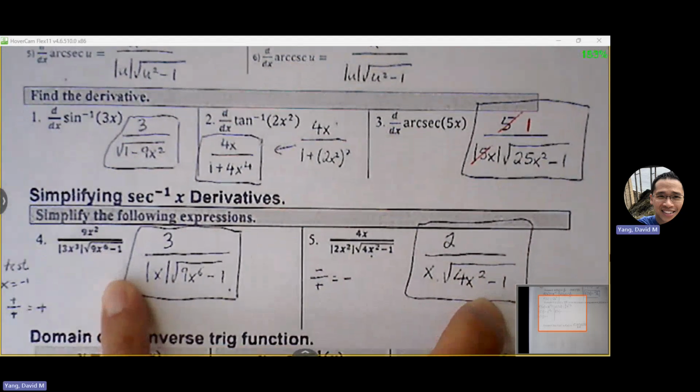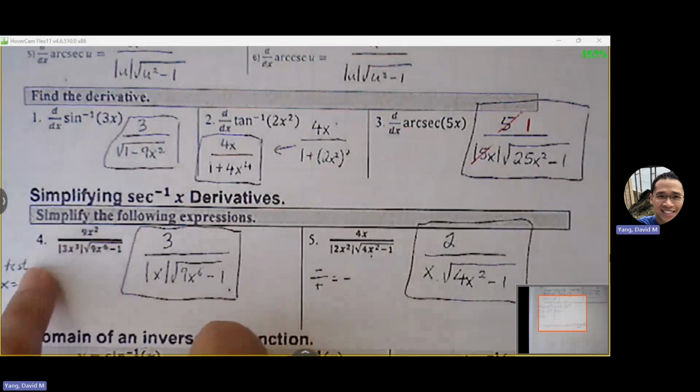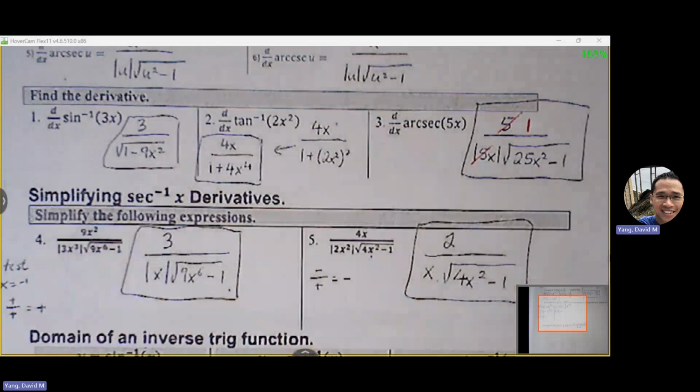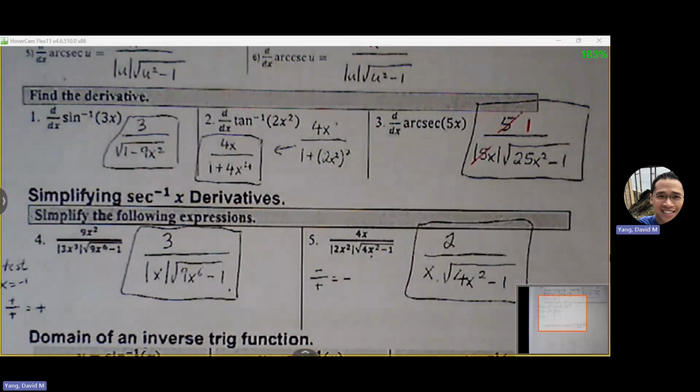If I want to reduce arcsecant, I can cancel across numerator and denominator. I can cancel what's inside the absolute value, but sorry, we should have an absolute value here as well.